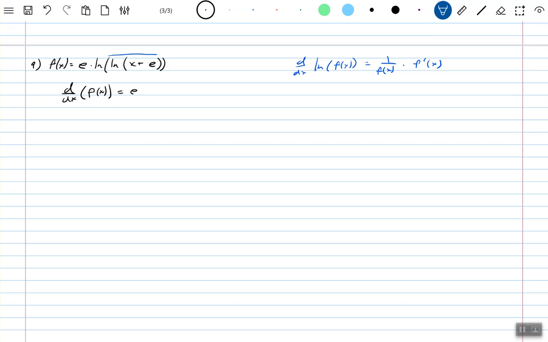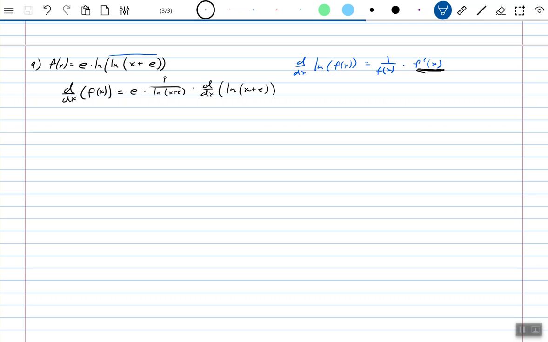So we get e times 1 over the natural log of x plus e. All right, but according to this little formula, we also have to tack on the derivative of the stuff. So that's the derivative of the natural log of x plus e. So we take the derivative of the outside layer, and the outside layer is 1 over stuff times the derivative of stuff. But in this case, the stuff is just the natural log of x plus e. So we get e times 1 over the natural log of x plus e times the derivative of the natural log of x plus e.